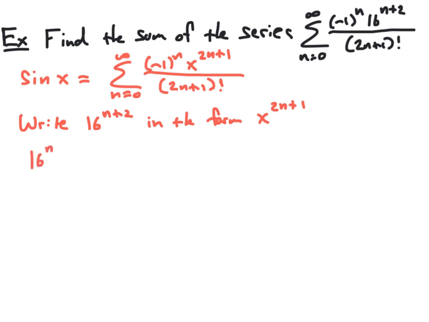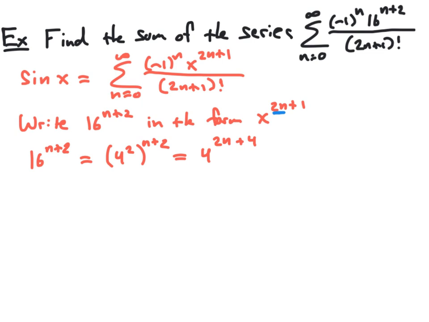So for example, to get started, we might notice that 16 to the n plus 2 can be written as 4 squared to the n plus 2. And this is helpful because when we multiply the exponents together here, we get something to the 2n power. So this would be 4 raised to the 2n plus 4 power. And so now we're very close. Looks like x is going to be 4, and we have 4 to the 2n plus 4.